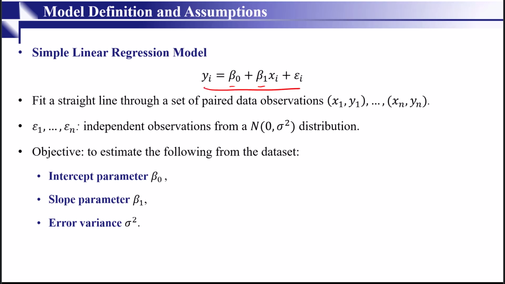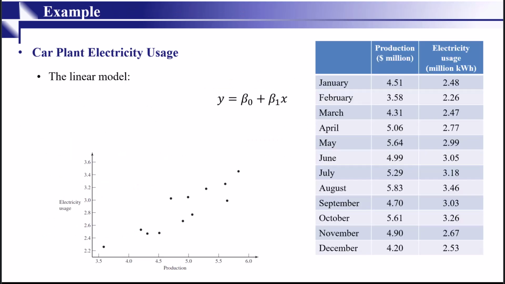This is in fact an attempt to fit a straight line through a set of paired data observations like x1, y1, x2, y2, up to xn, yn. Also here we have epsilon 1 up to epsilon n. These are the error terms, taken to be independent observations from a normal distribution with mean 0 and variance sigma squared. The three unknown parameters, the intercept parameter, slope parameter, and error variance, are estimated from the data set.